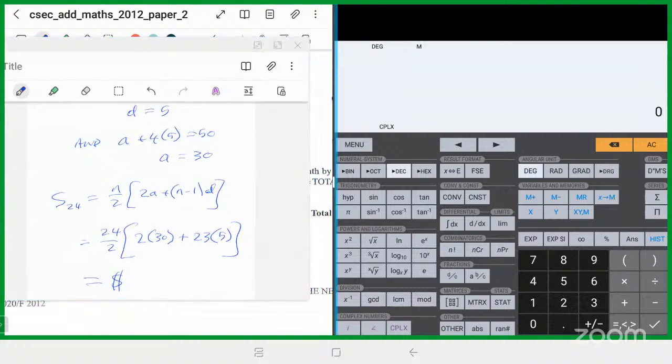Calculator would be 24 over 2, there's 12, into 2 times 30 plus 23 times 5. $2,100.